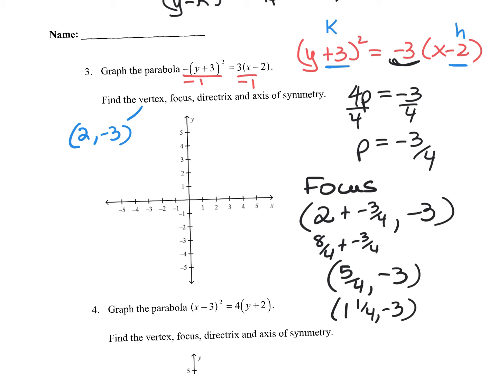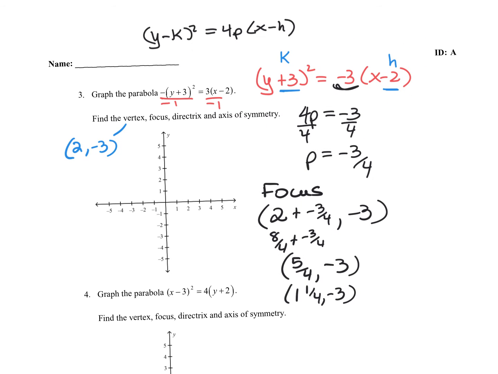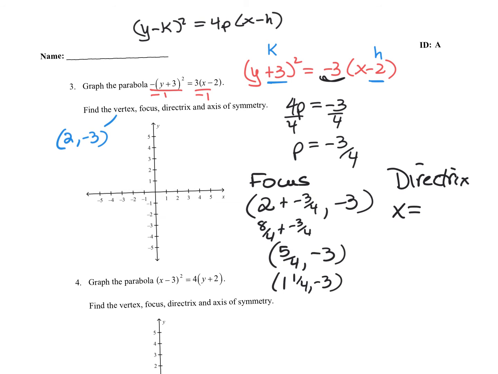And now for the directrix, we're going to add the opposite of p. And I know it's going to be x equals because that's my non-squared variable. So again, I'm adding it to the h of the vertex. Opposite of p is +3/4. So it's 2 3/4 for my directrix equation.